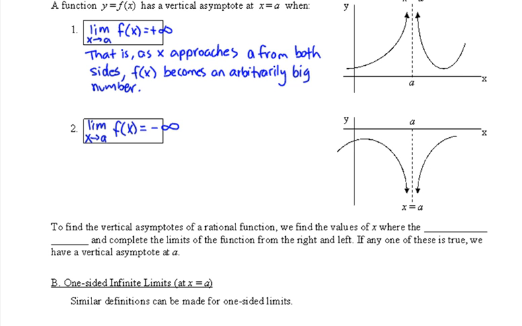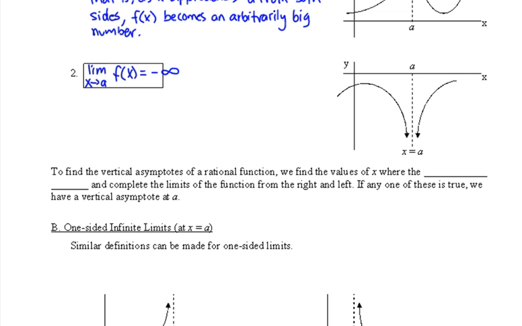You can have a vertical asymptote if it's just one side as well. It doesn't have to be from both sides, so we'll look at that. But what we want to do is notice when we have an asymptote and then see what it approaches. That's our goal today. To find the vertical asymptote of a rational function, we find the values of x for where the denominator is what? Is 0. I love the word denominator. So strong of a word.